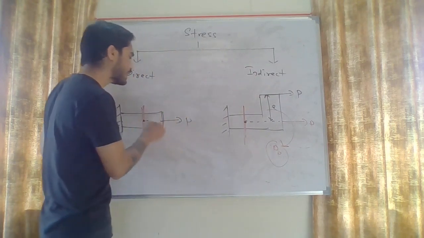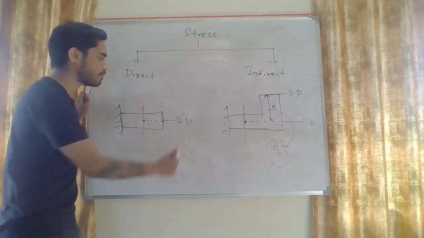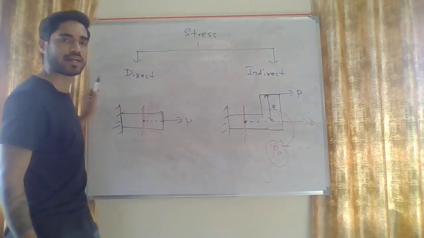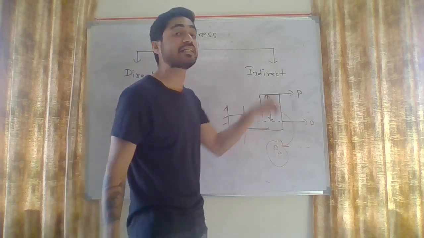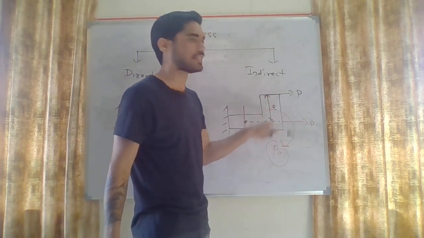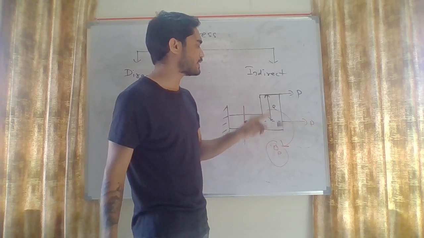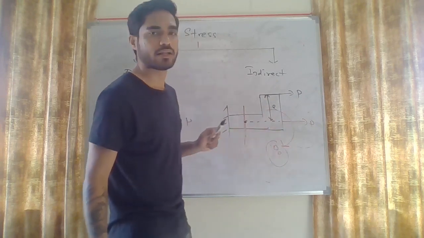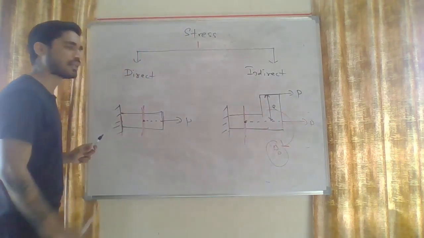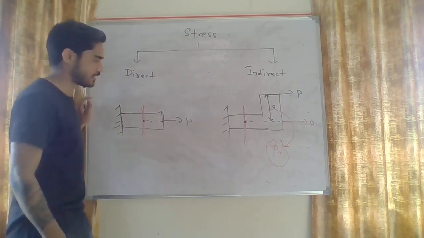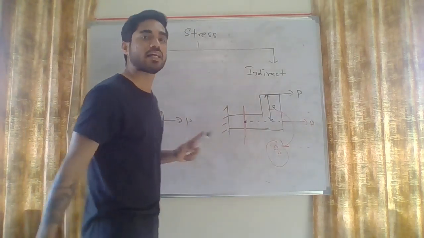Here you will not get any moment, okay? Because the force is acting directly at the centroid. But here the force was eccentric, okay? This is known as eccentricity. So the force was eccentric, so now we are getting a moment. So this is known as a case of direct stress and this is known as a case of indirect stress.